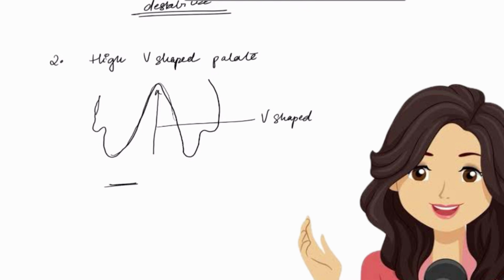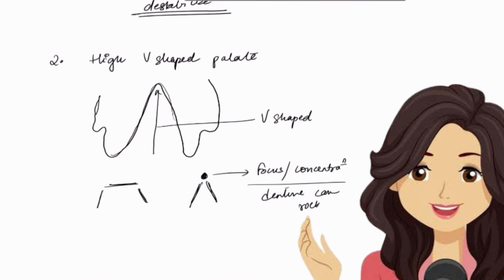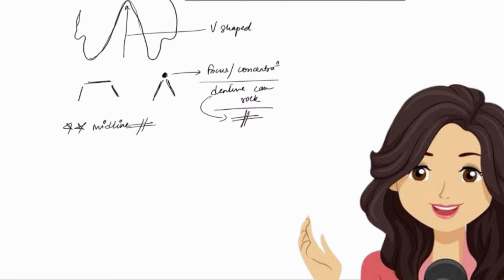In the previous one, it was a 3-planar structure. Here it becomes almost a 2-planar structure. And the central point here becomes a point of focus or concentration over which what will happen? There's a tendency the denture can rock over it, and eventually fracture and break. So you will see a lot of midline fractures with these V-shaped palates. That is the most common feature that we see.